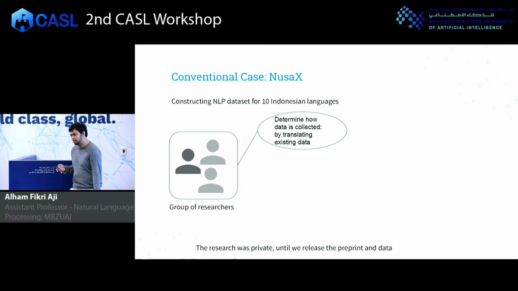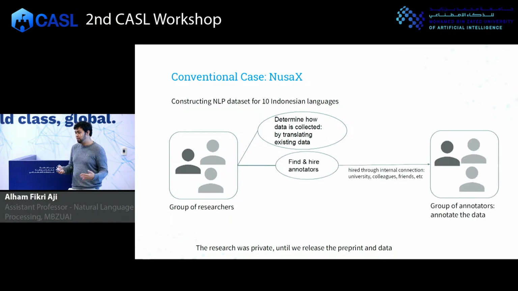How do you get the data? After that, okay, how much money do we have? After that, let's find people who can actually create the data for us. It's very standard, right? The difference is that we have to go through internal connections, because it's very hard to find speakers for these languages. So we post job advertisements in the universities. We ask our friends, colleagues, and social media, those types of ways to find speakers.